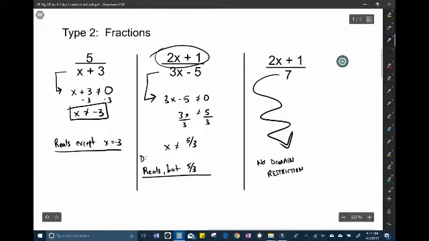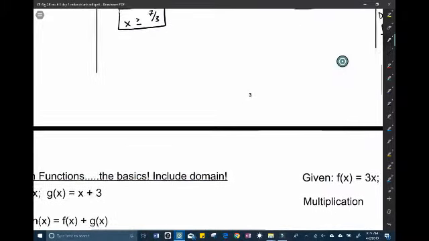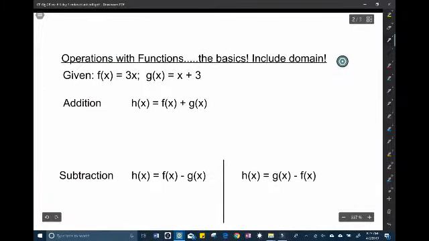Okay, there's no way to make the denominator 0. So that's an easy one for you. Okay, moving on from there, operations with functions. These are some of the basics, and we do want to talk about the domain. We can add these, we can subtract them, and we can compose them. That's what we're getting into in the near future.